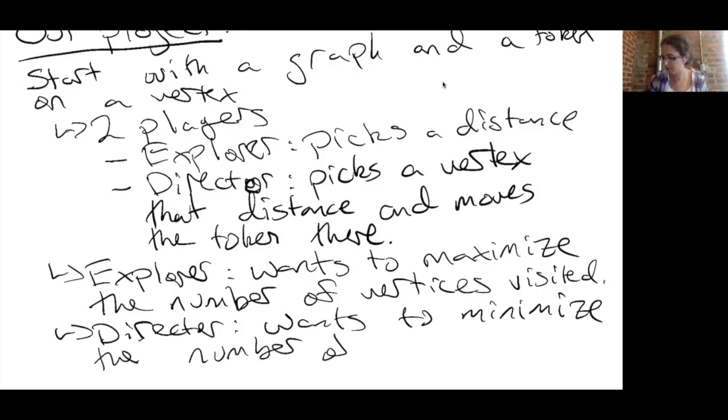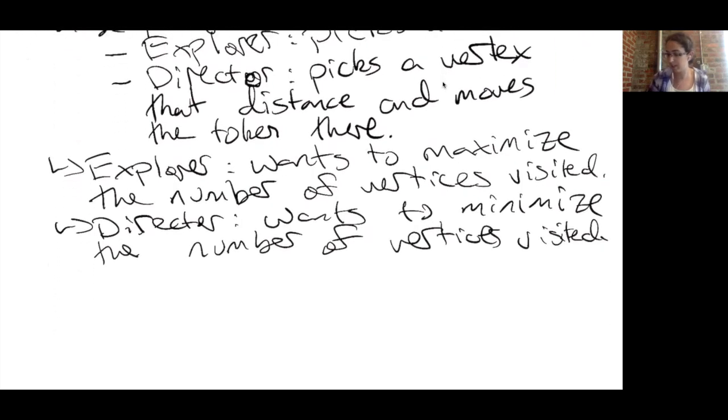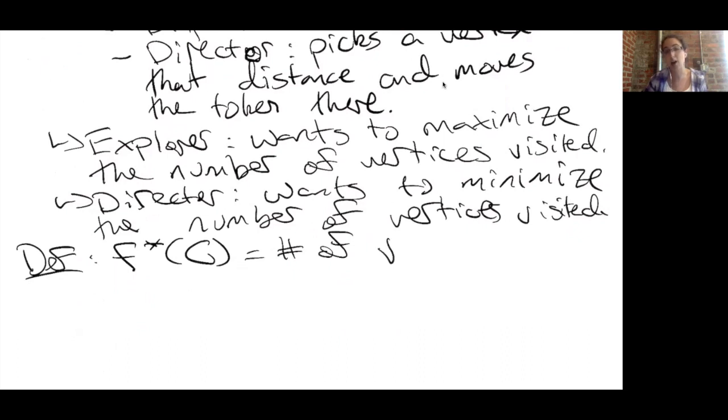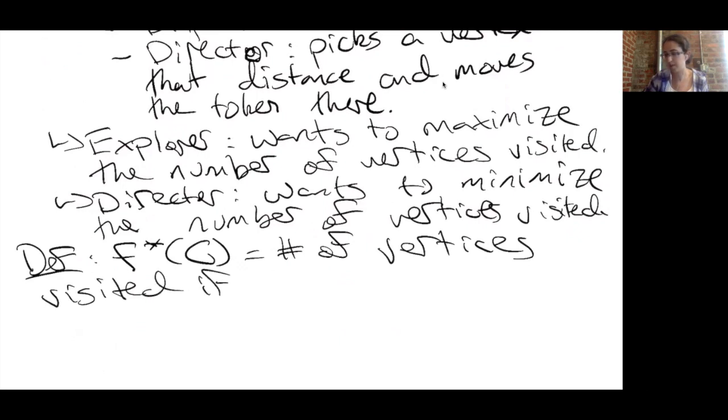Okay. And now, I bet you can anticipate this next question, right? If both players play optimally, how many vertices are going to be visited? So we're going to define this value f star of G to be the number of vertices visited if both players play optimally.